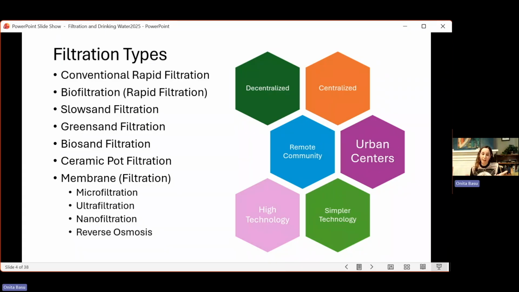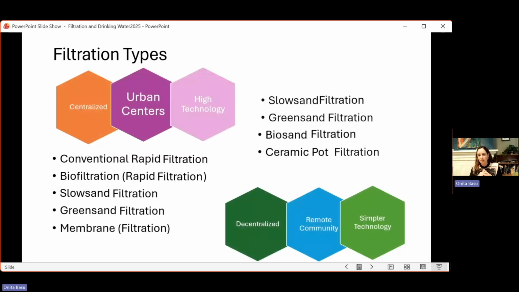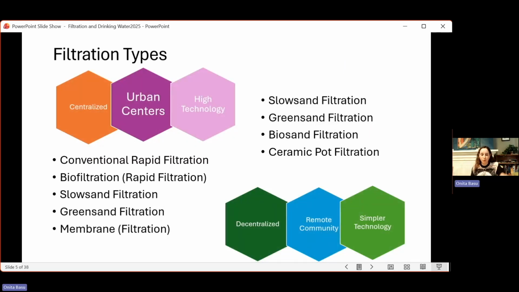And then for filtration types, I listed the most common filtration types that we have. So conventional and biofiltration, those are kind of joined together, which we'll see in a moment. Slow sand filtration, green sand filtration, biosand, ceramic pot, and then membrane filtration. And within all of these aspects of filtration, some fit better into an urban center and some fit better into a decentralized or remote community. So I've tried to break it down into these two groups.